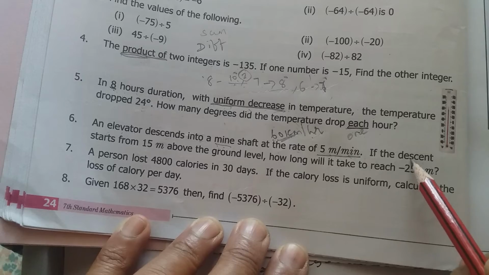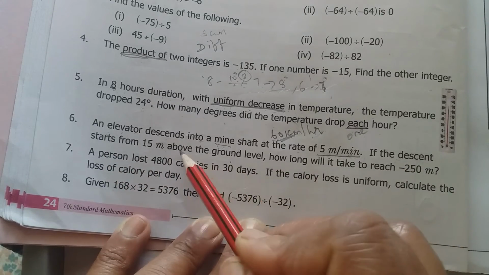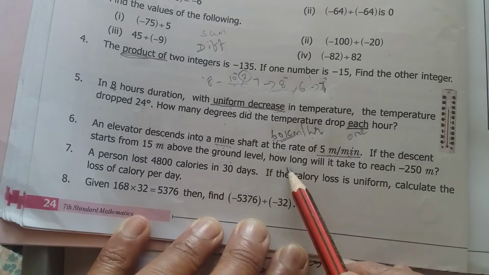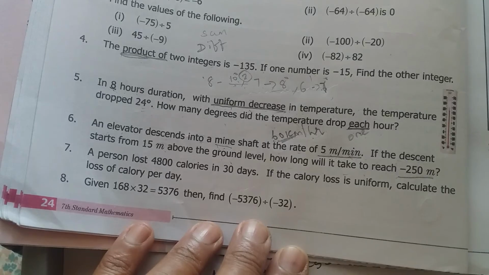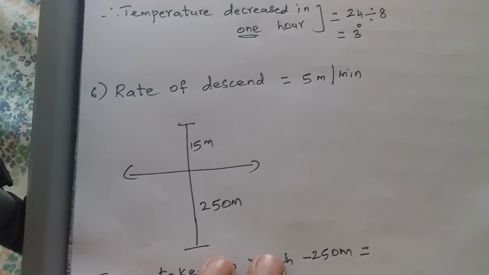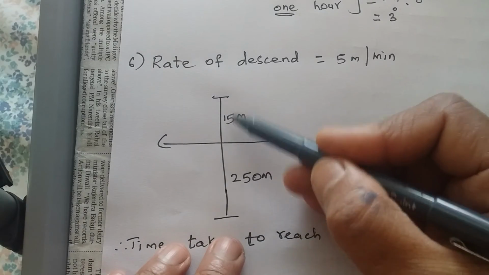Descent means moving down. Descent starts from 15 meters above the ground level. Where is the lift now? It is above the ground level. How long will it take to reach minus 250 meters? What is minus 250 meters? It is below the ground level. So where is the lift now? It is 15 meters above the ground.